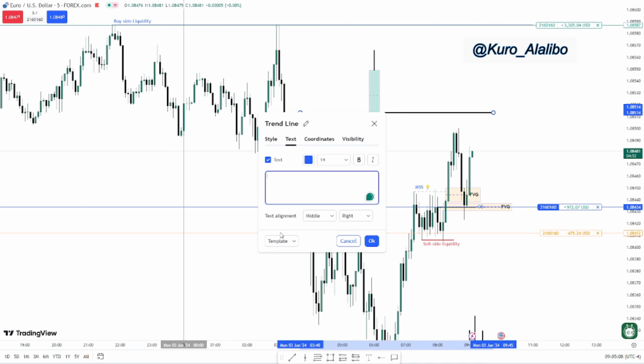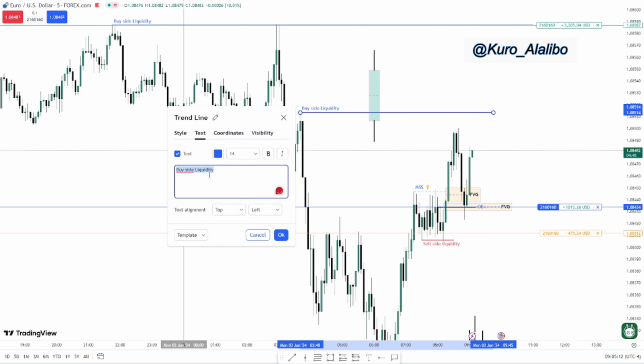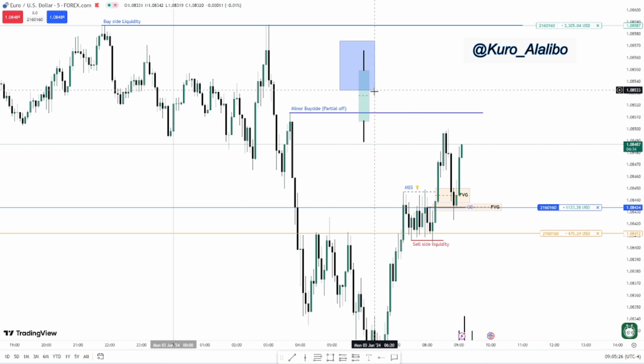So this can be minor buy side liquidity. Minor buy side. So I'll be taking a partial off here once price gets there, and I don't think we need this anymore.